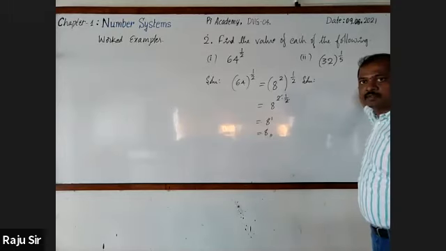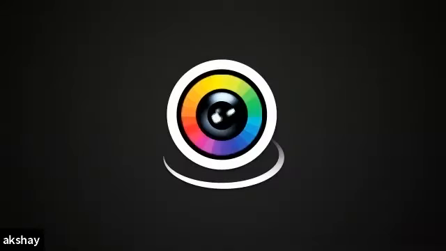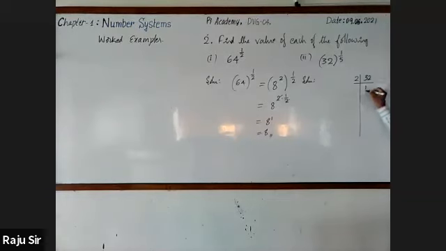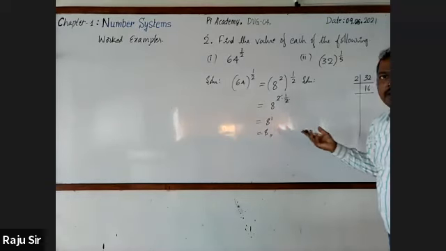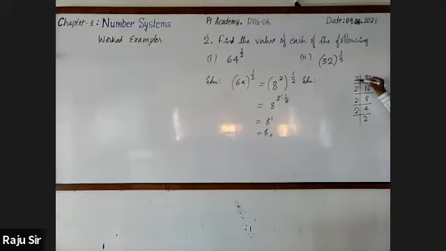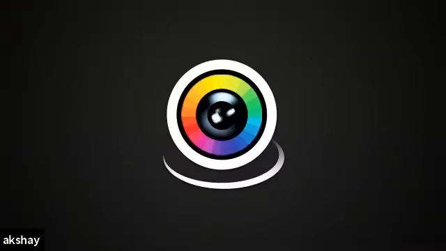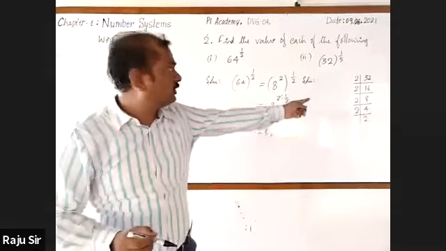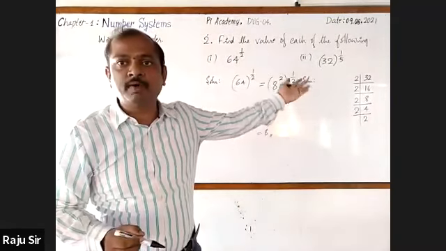Can you all see this number? 32 is divisible by 2. 2 ones are 2, 2 sixteens are 32; 2 eights are 16, 2 fours are 8, 2 twos are 4, 2 ones are 2. How many times is 2 repeated? 1, 2, 3, 4, 5. 5 times. Which means that 32 can be written as 2 raised to the power 5.